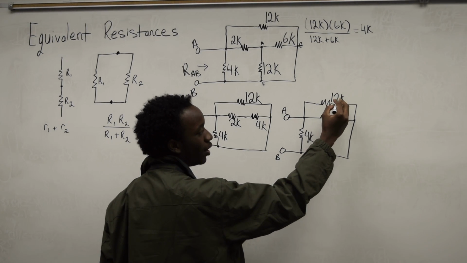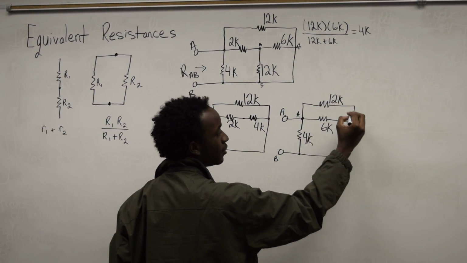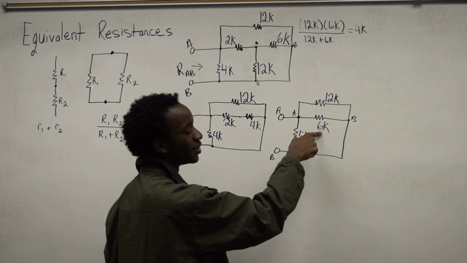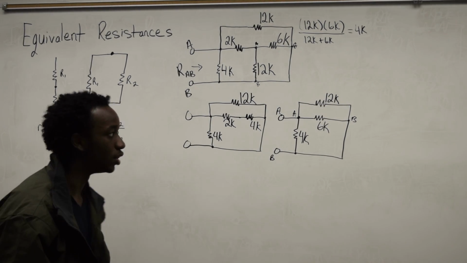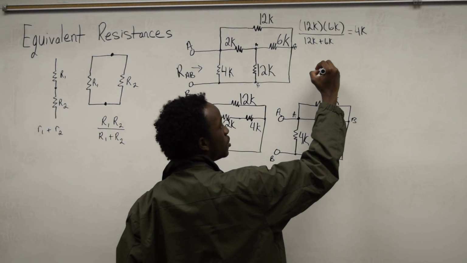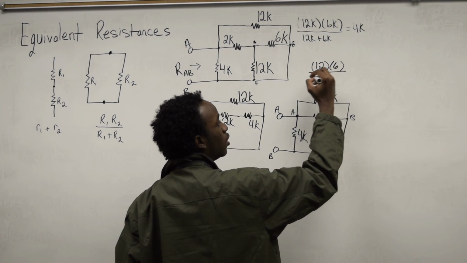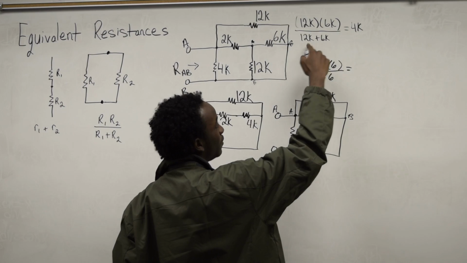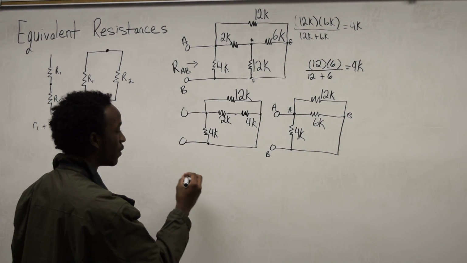Now, if you look at the 12K, it starts right here at this node A and ends at this node B. And the same is going on for this 6K. So these two are in fact parallel. So we can do the operation. Say 12 times 6 over 12 plus 6 is the same as previously. That will give us 4K. So I'm going to redraw the circuit.